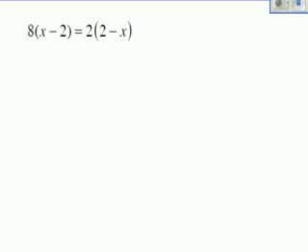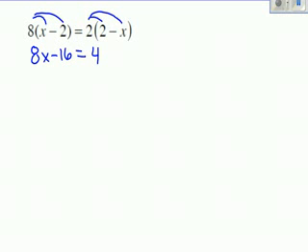The method you probably want to use now is just to distribute. We have 8 groups of x minus 2, which means there'll be 8 x's and negative 16. And we can do that the same on the other side as well. 2 groups of 2 minus x, so we're going to have 4 minus 2x.